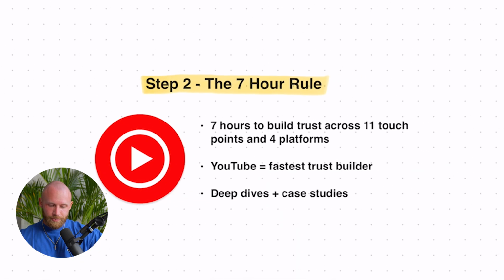Step number 2, the 7-hour rule. Now, this is something that is becoming more and more important. Google did this study, analysis, research, whatever the heck you want to call it, where essentially it was the 7-11-4 rule, they called it, where a consumer, before they would buy from someone, needs to consume 7 hours worth of content across 11 different touch points across 4 different platforms. That's crazy if you think about it.